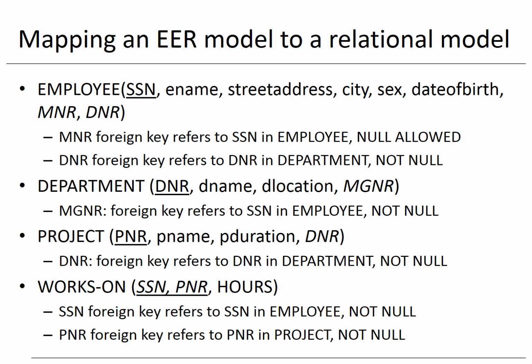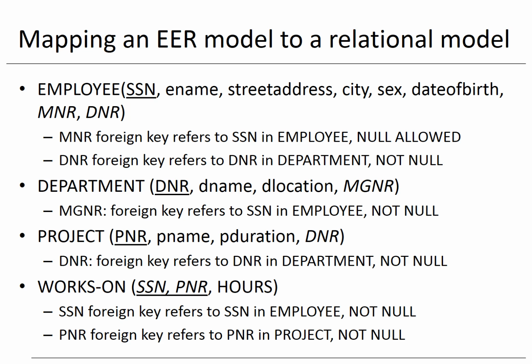Manager number refers to social security number and implements the recursive supervised relationship, and department number, which refers to department and implements the works in relationship. The former is null allowed, whereas the latter is not. The primary key of department is department number. It has one foreign key, manager number, which refers to social security number in employee and implements the manager's relationship.